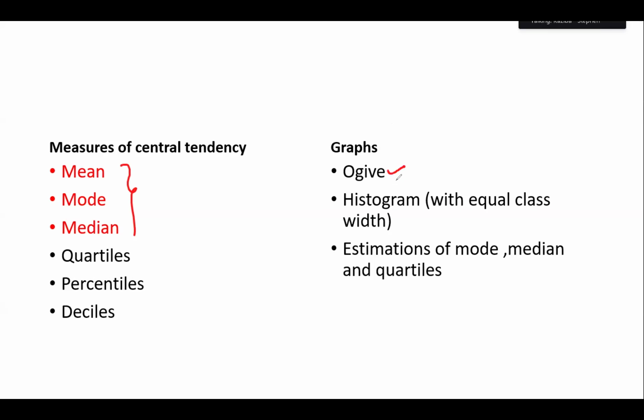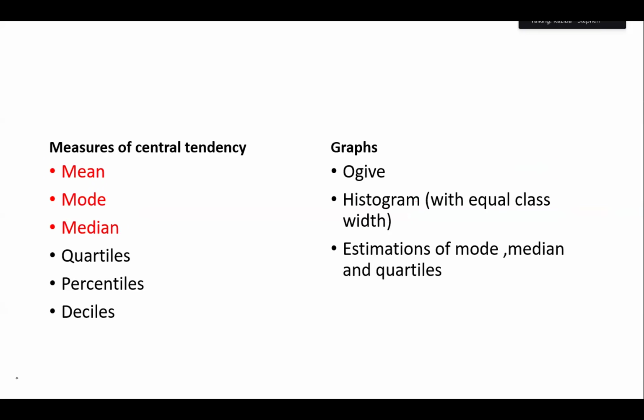Now, when it comes to the graphs, we shall expect you to know how to draw an ogive and how to draw a histogram, and how to use these graphs to estimate the mode, the quartiles, and the median, depending on the graph you have. When it comes to a histogram, we expect that you can use it to estimate the mode. When it comes to an ogive, we expect that you know how to use it to estimate the median and the quartiles, or deciles or percentiles.